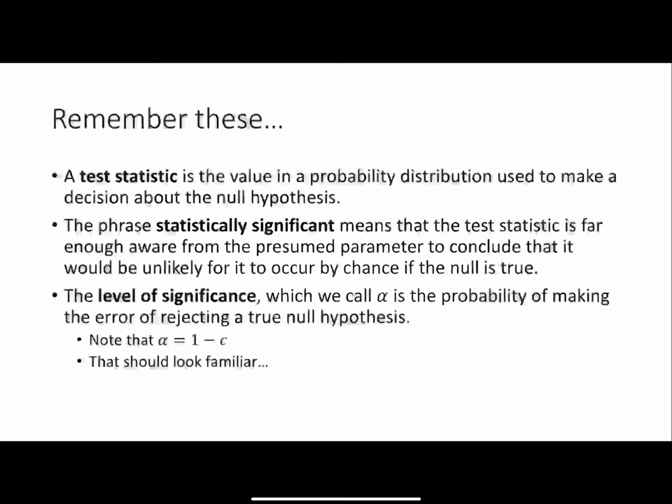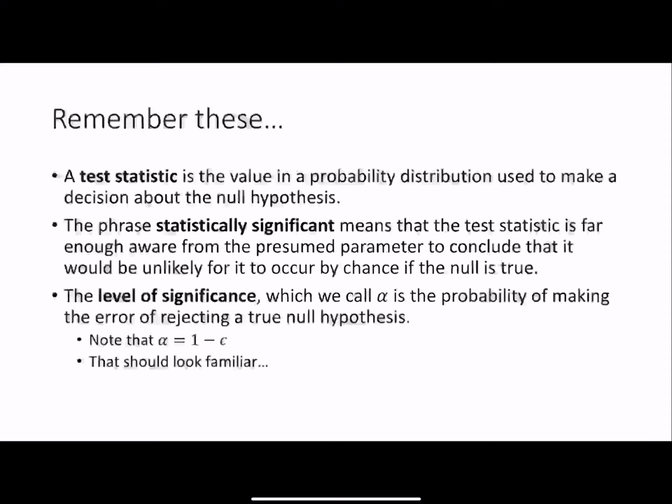Now we've got a phrase called statistically significant. This means that the test statistic is far enough away from the presumed parameter to conclude that it would be unlikely for it to occur by chance if the null is true. What usually causes people to have a hard time understanding this is the last part of the sentence, to conclude that it would be unlikely for it to occur by chance. What this is saying is that something else must be giving us the results for this particular sample. That something else hopefully would be whatever intervention we're trying to study. Maybe the context of the example is a new tutoring program or something that's causing a desired change.